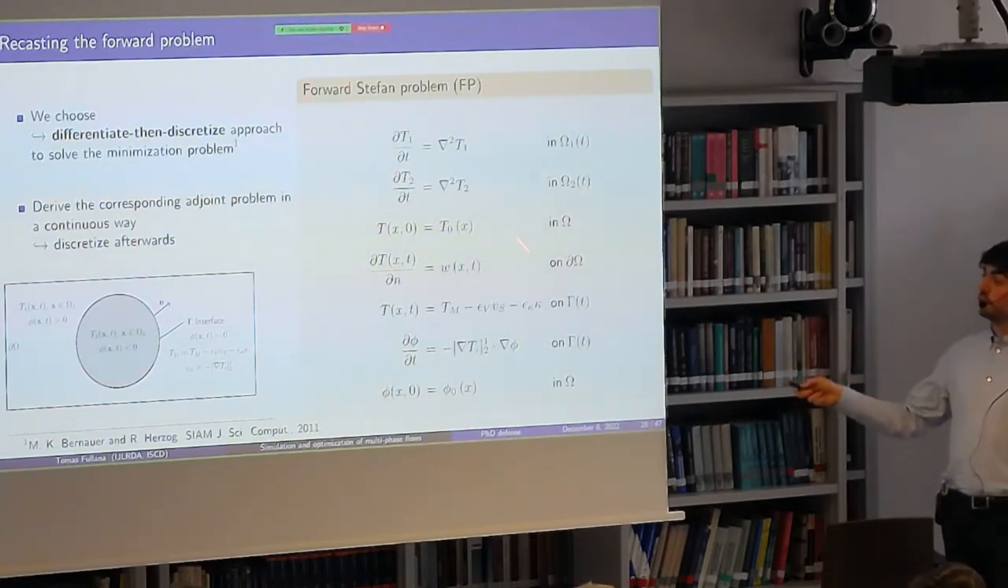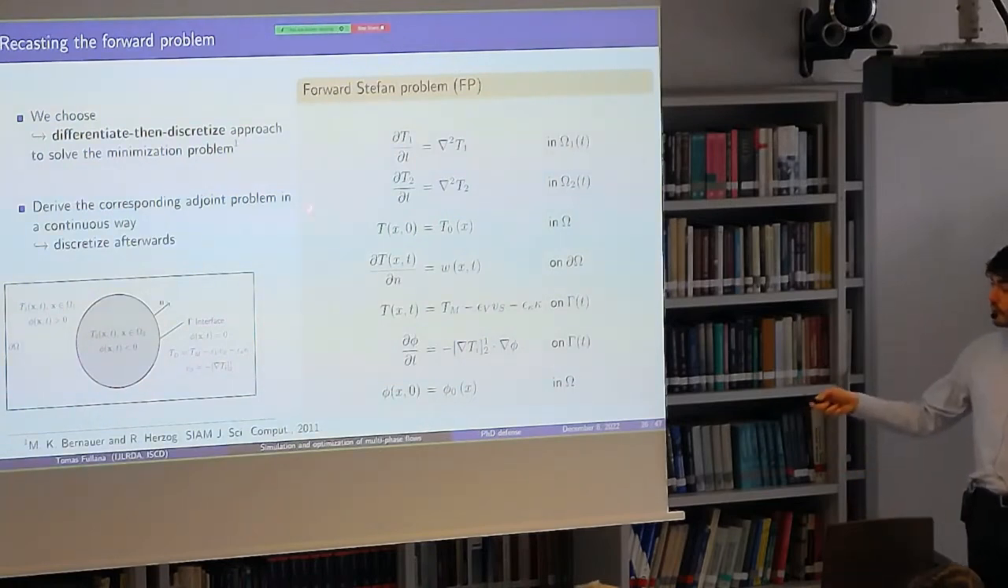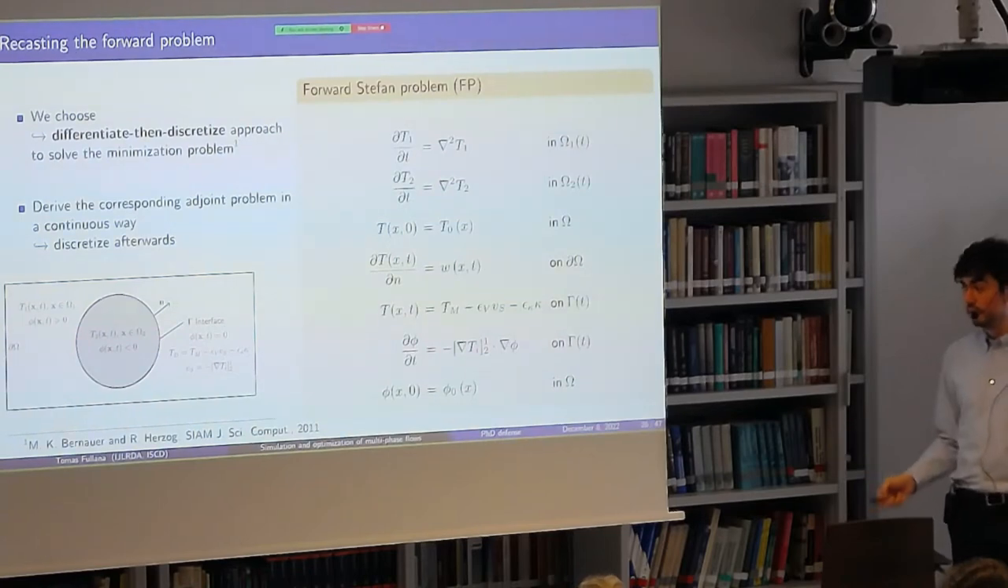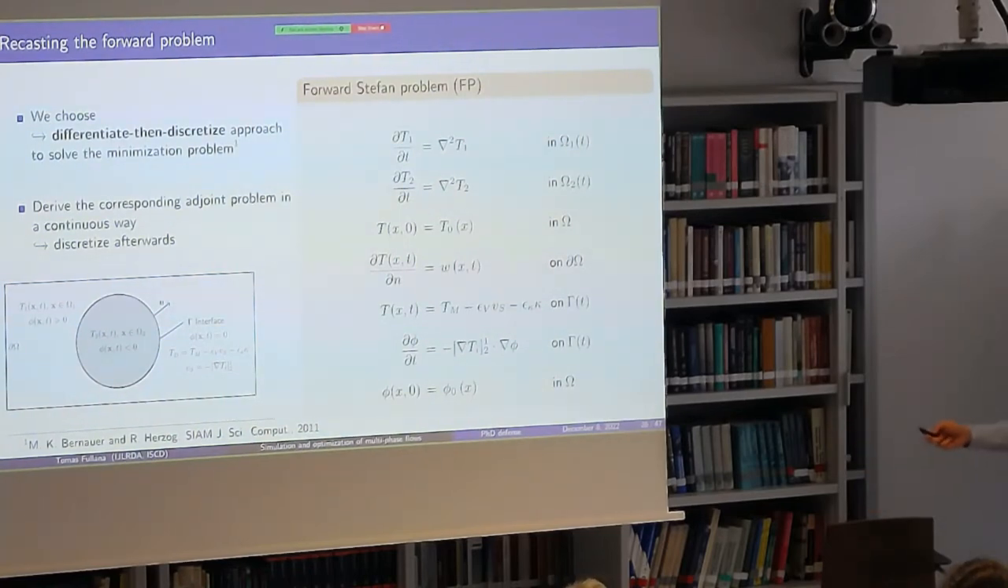We still have the two heat equations here. We have the initial condition for the temperature. We now have an inhomogeneous boundary condition that acts on the domain boundary, with W being the control variable that we want to optimize for. There's also the Gibbs-Thomson relation at the interface, T equals Tm minus a term depending on the velocity and curvature. We have the level set advection equation, where here I just replaced the speed function by the jump of the temperature gradient, and the initial position of the interface.